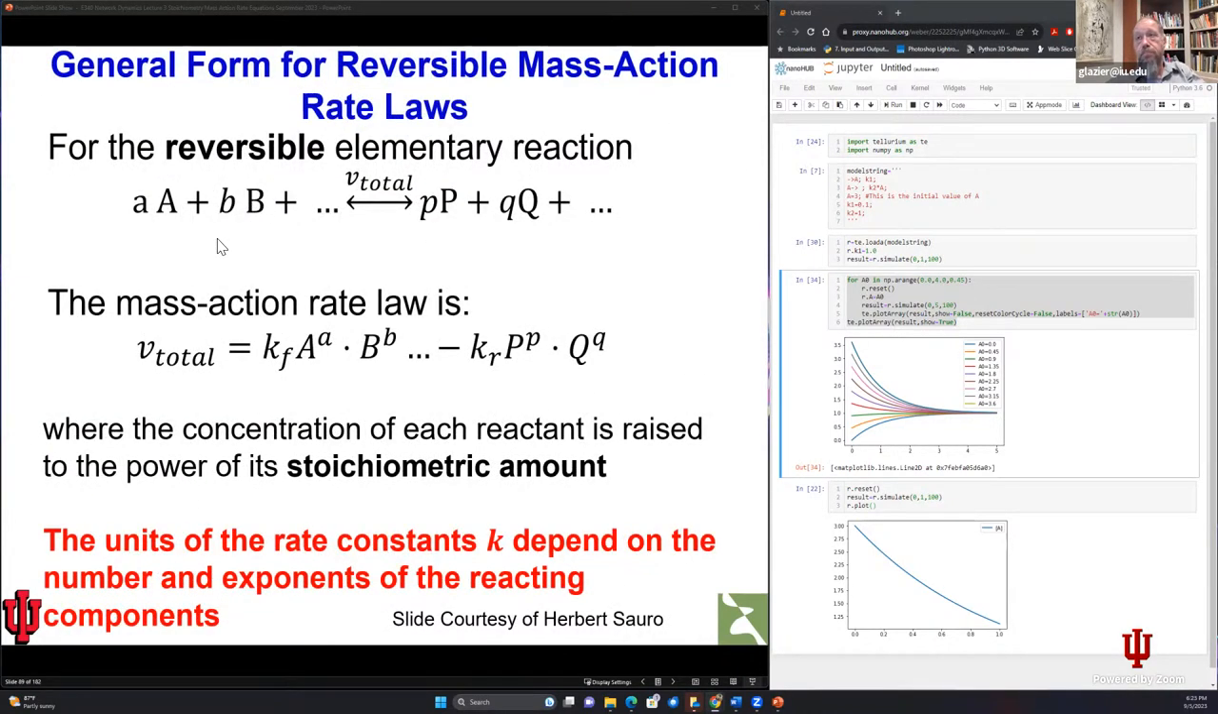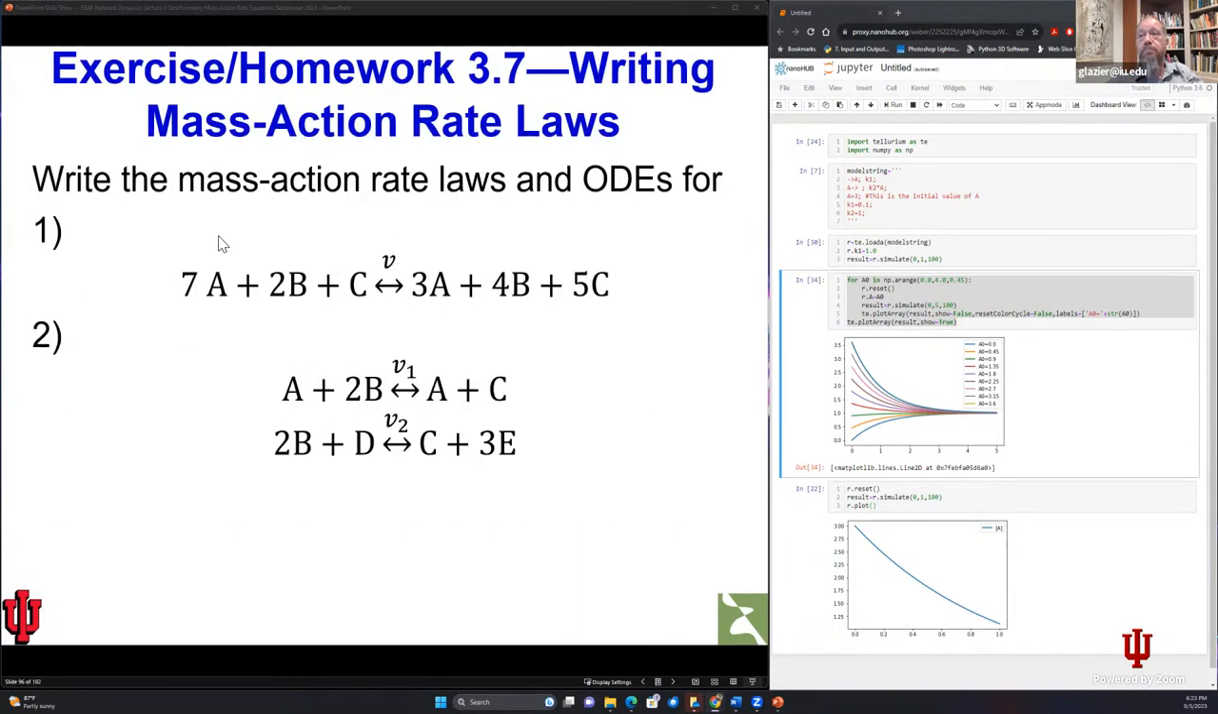Okay. And I don't think we need to go into a lot of detail here. We could do these out. I think we had a homework problem for this. We'll have a homework problem for this.